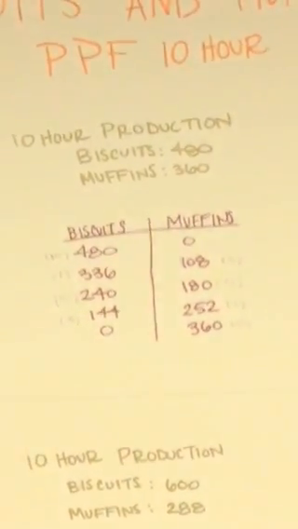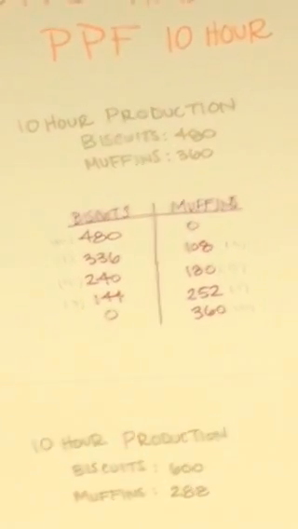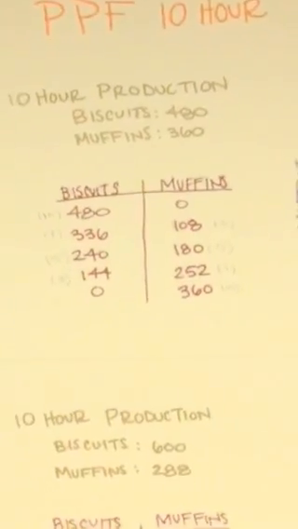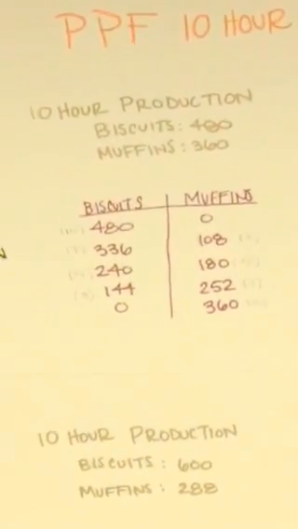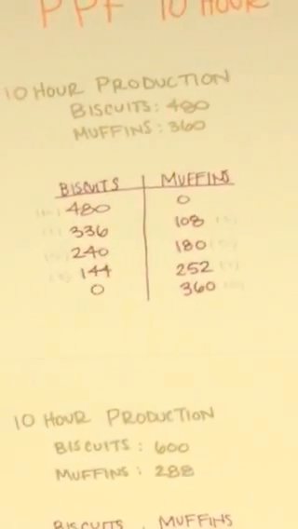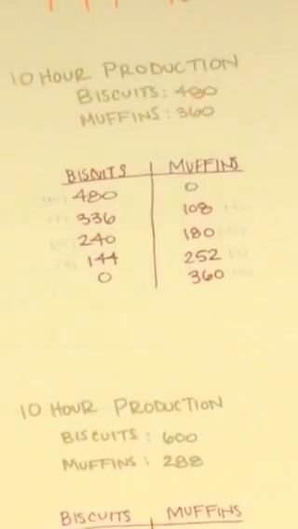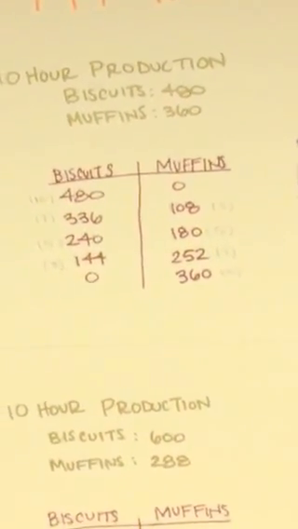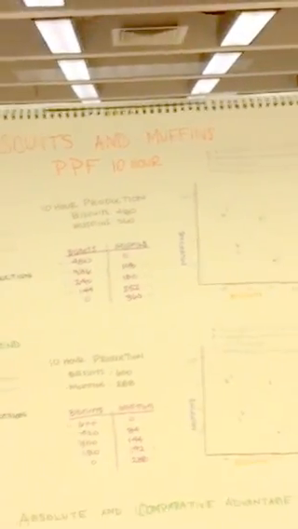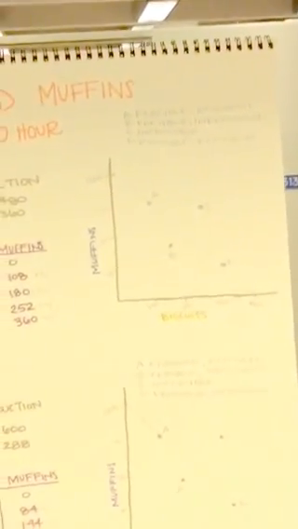Or I can halve the labor and make 240 biscuits in 5 hours and 180 muffins in the other 5 hours. Or also do 144 biscuits in 3 hours and 252 muffins in 7 hours. Or just go ahead and dedicate the 10 hours to the 360 muffins, leaving with 0 biscuits. With this in mind, we can go ahead and do the PPF graph.